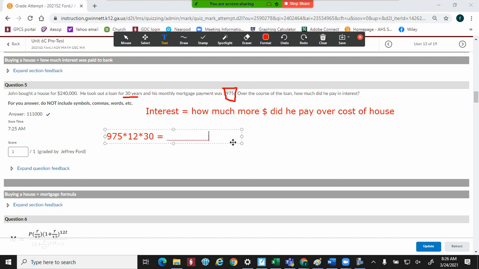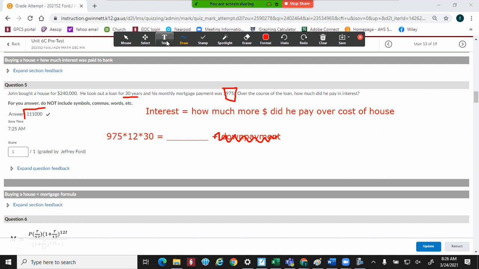Okay? Now, this question doesn't necessarily say it, but I'm going to go ahead and use it. Once you figure this number, you have to add in the down payment, because what we're looking for is all the money that was spent towards the house. Now, this question doesn't list a down payment. So since it doesn't list a down payment, basically we're just going to disregard this. So all we're going to do is take 975 times 12 times 30. We get our answer. I'm sorry.